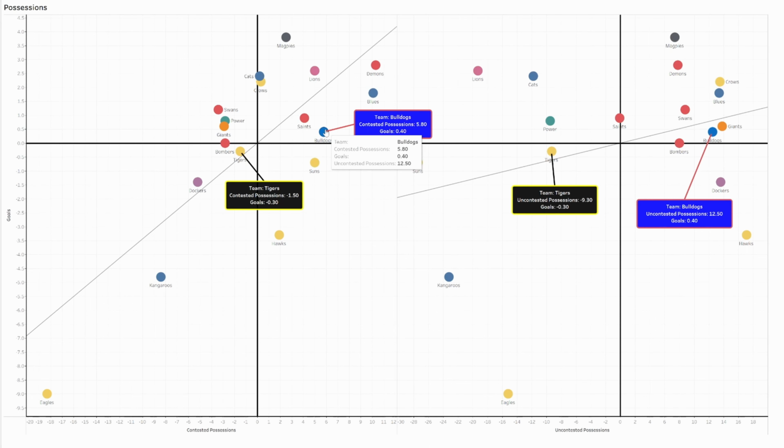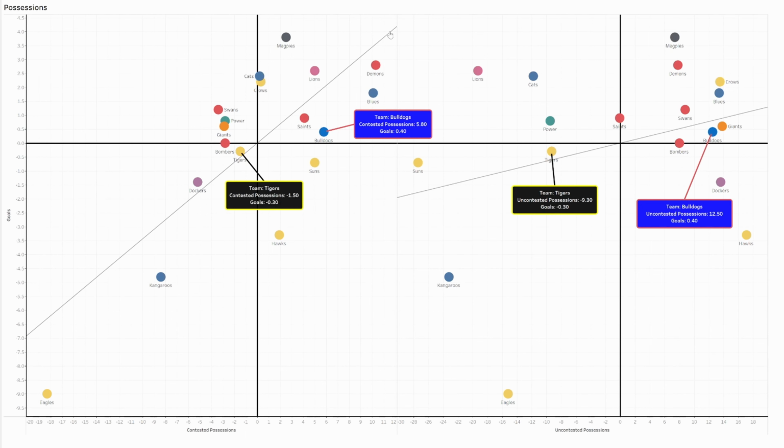As we can see, the Dogs are quite strong in both of these areas. We know they like to flick the ball around by hand. They win a lot of hard contested footy and then explode from there. We can see that the Dogs have a very strong correlation between their contested possession count and whether or not they score more goals than the opposition. They have a positive 5.8 contested possessions and 0.4 more goals per game as well in the contested possession area.